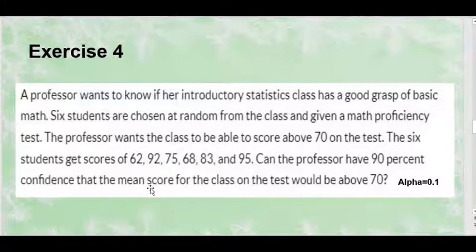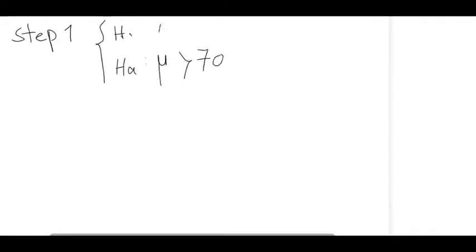Okay, the first keyword is mean score. It means the hypothesis test is about the mean, and the other one is above 70. So we have a right tail test. So step 1, the hypothesis test is about mean. Mean is above 70 or is not above. For example, 70 is equal to 70, or you can write it is equal to 70 or less than 70. Both of them are correct.